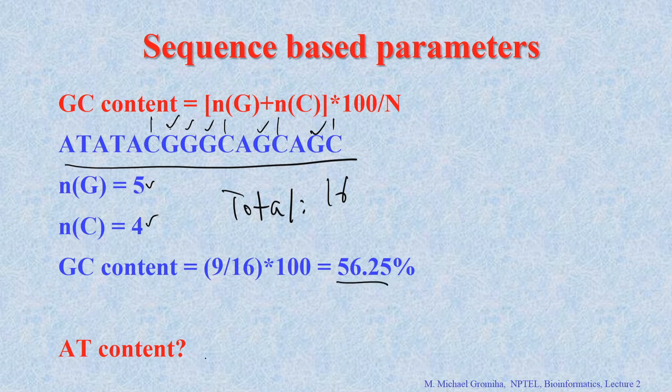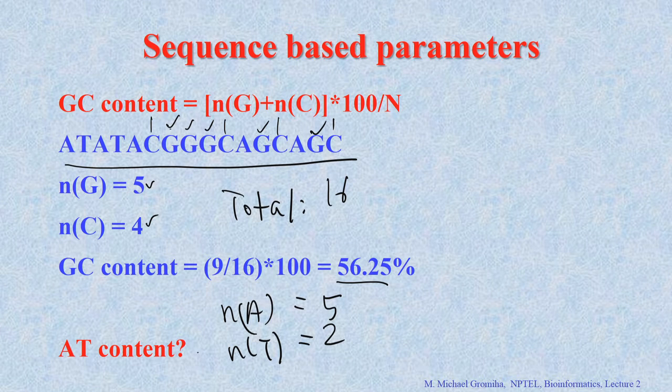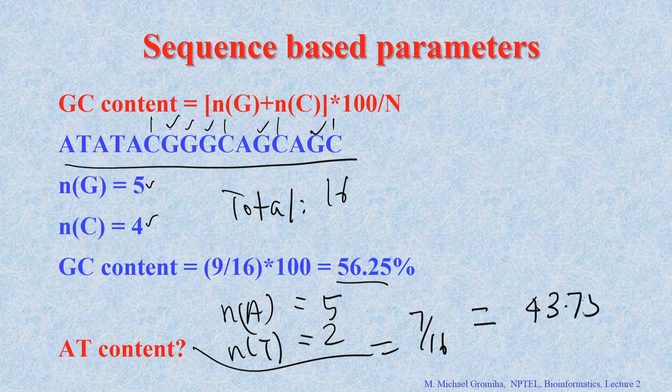How to get the AT content? How many A's? 5. Number of T's, 2. So, AT content equals 7 by 16, this is equal to 43.75%. You can do that, because you can also easily subtract this from 100 and you will get this.